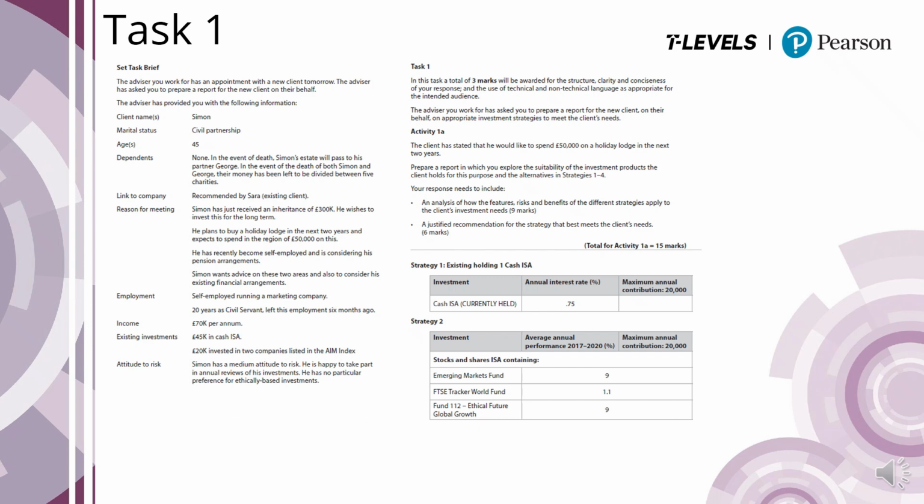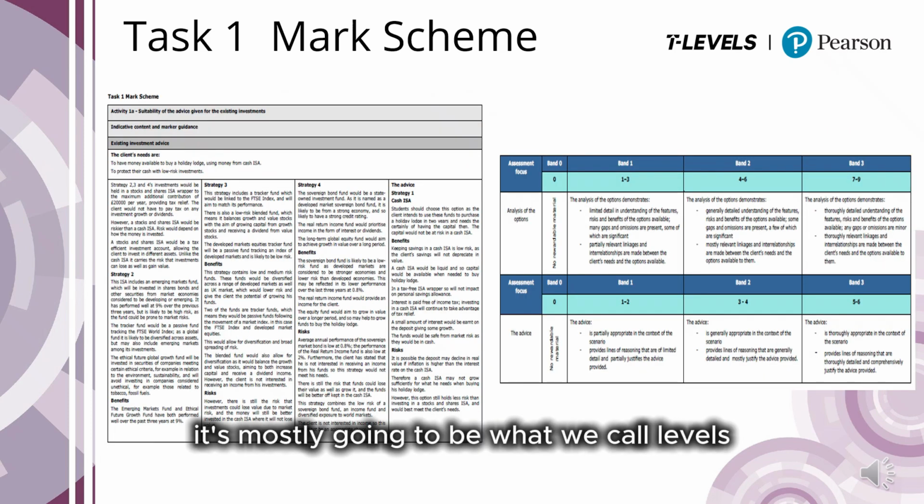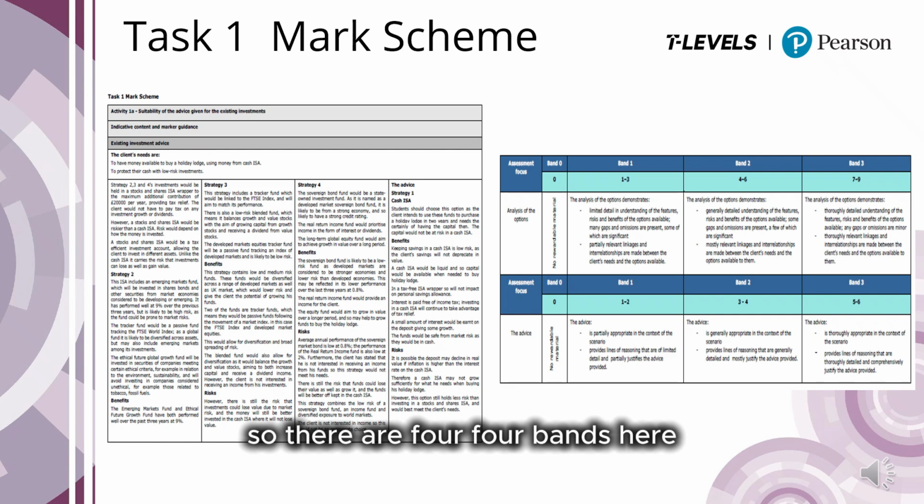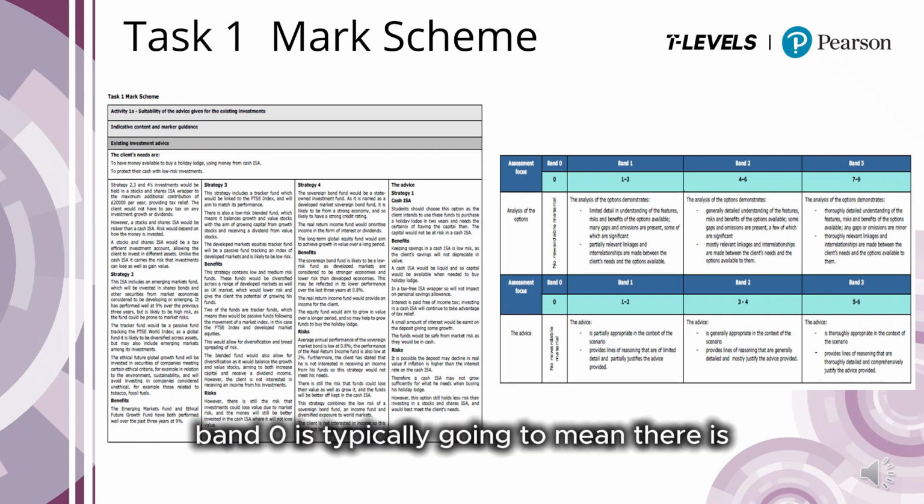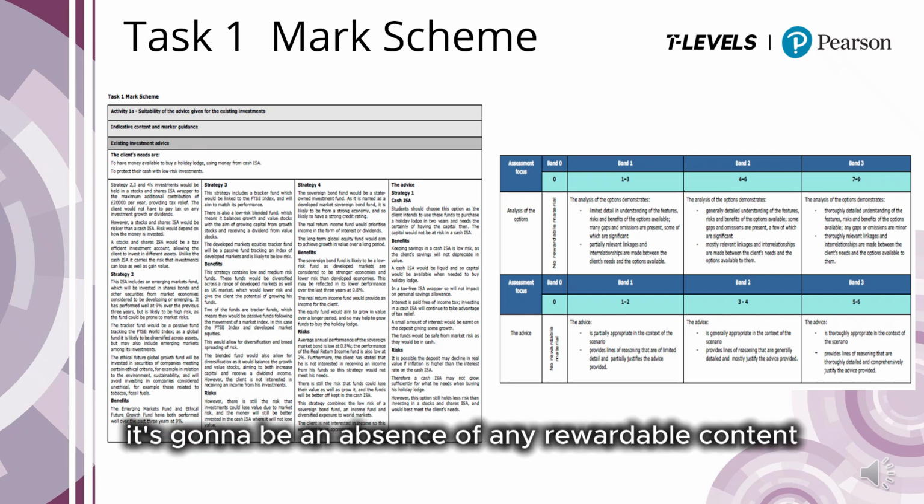Mark scheme then. Within the occupational specialism, it's mostly going to be what we call levels-based marking, as you can see on the right-hand side of the screen. So there are four bands here, or 3 bands and a band 0. Band 0 is typically going to mean there is virtually nothing there. It's either going to be a blank page, they might have their name on it, they might have put the headings on and not written anything else. But generally speaking, it's going to be an absence of any rewardable content.